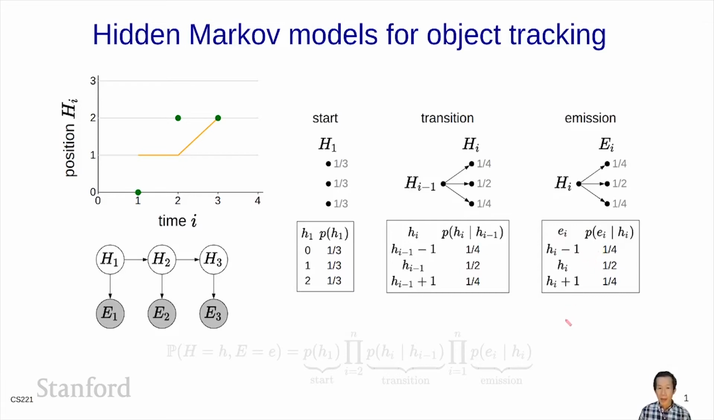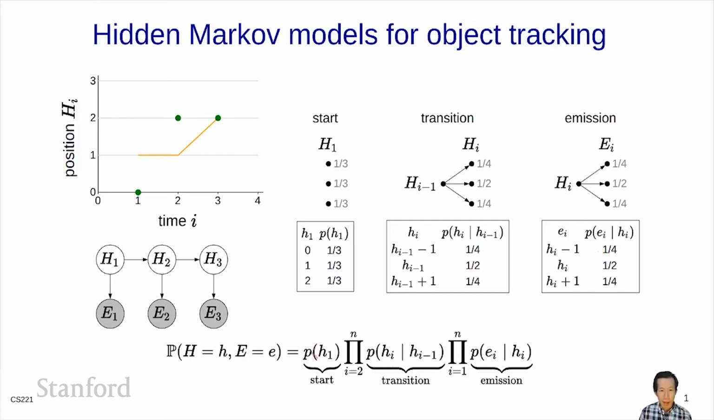So now I multiply all the local conditional distributions together. We have the probability of start, h1. We have the probability of hi given hi minus 1 for each subsequent time step, times the probability of the noisy sensor reading ei given the actual position hi for all the time steps. And this gives us the joint distribution over all the actual positions and sensor readings.